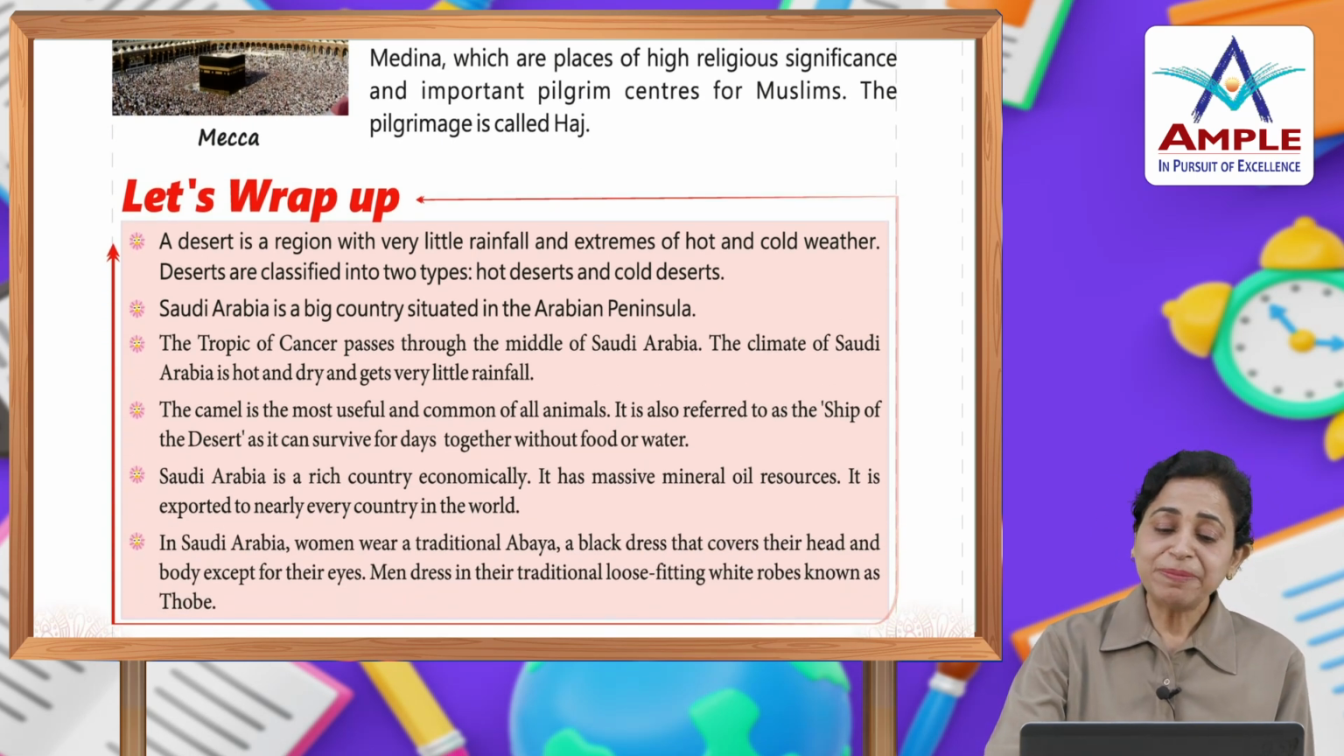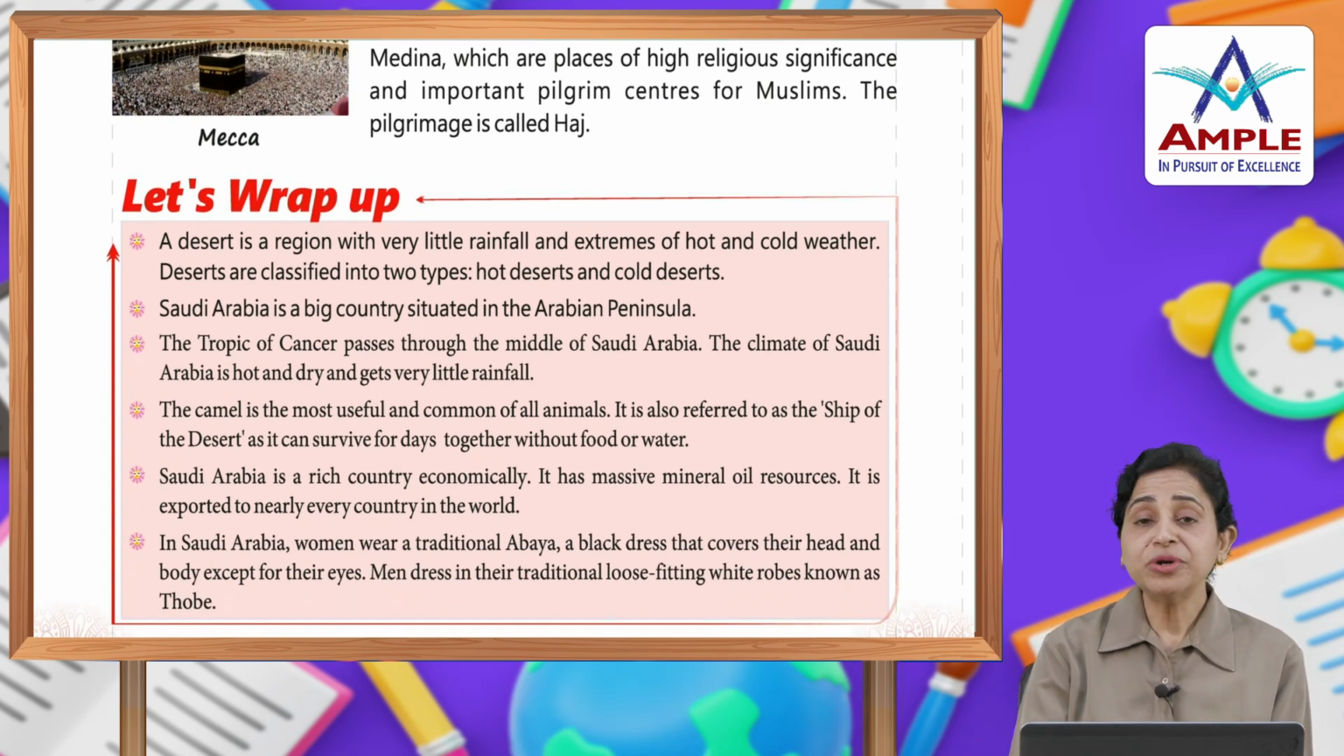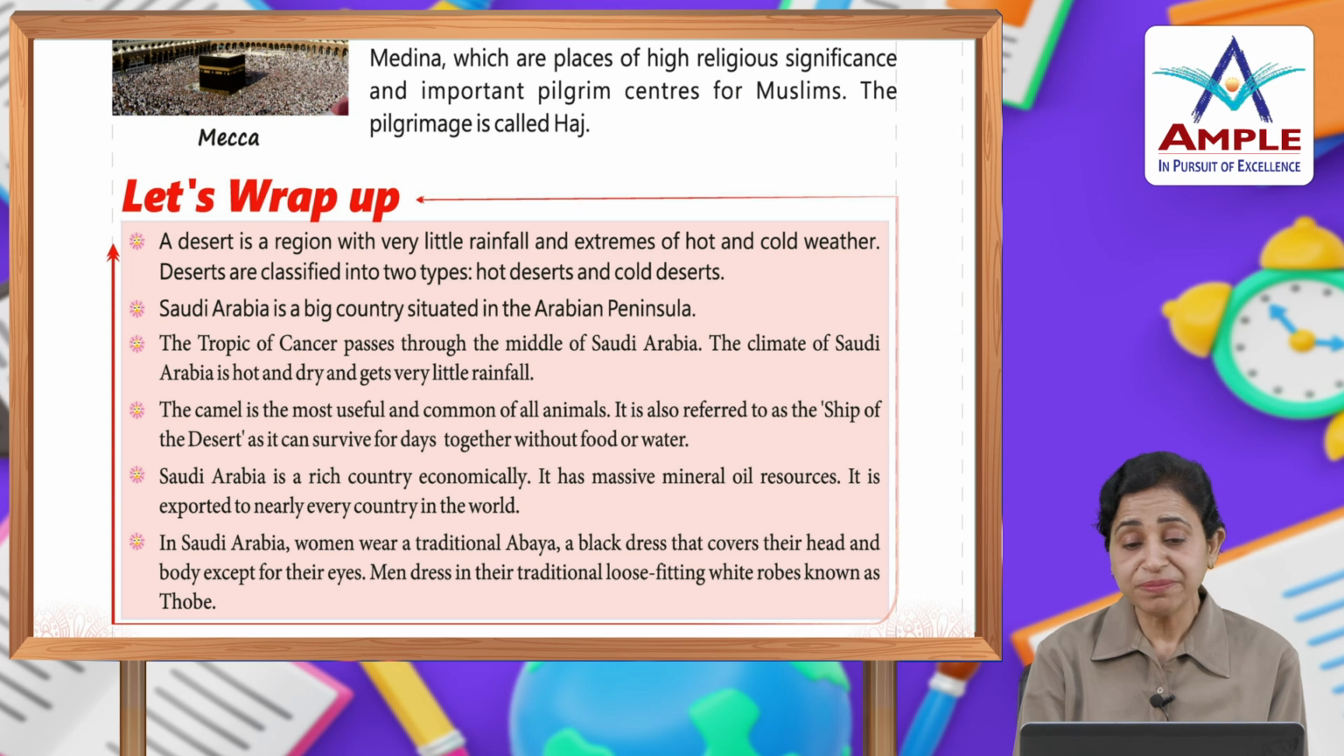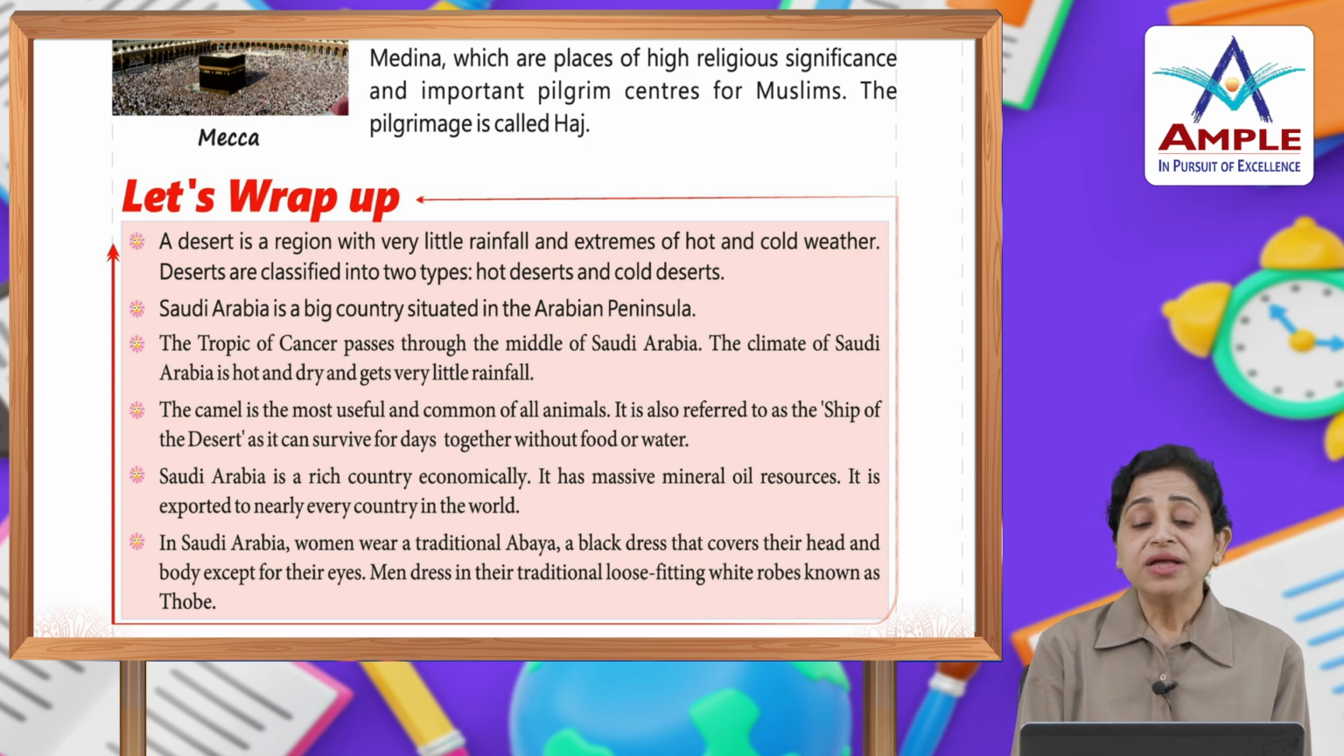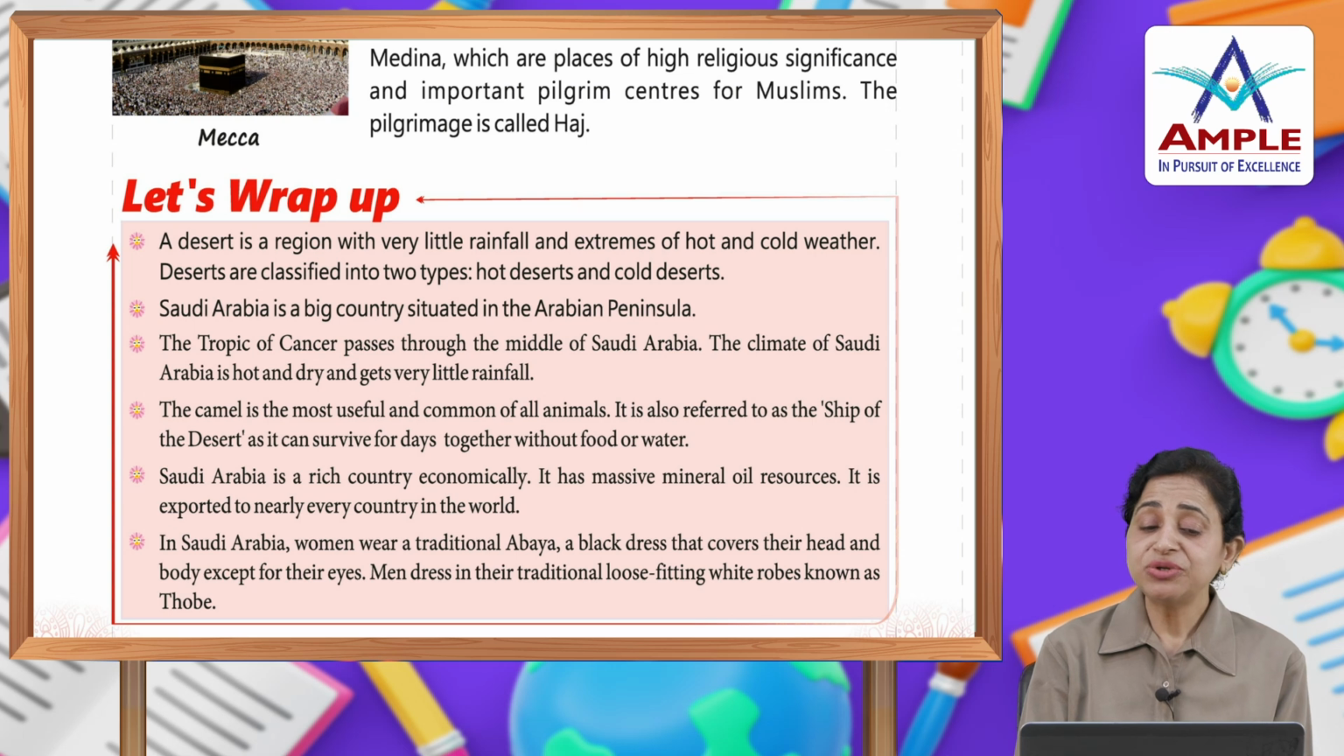And now let's wrap up, bachcho, with important points. Desert is a region with very little rainfall and extremes of hot and cold weather. Deserts are classified into two types, hot deserts and cold deserts. Saudi Arabia is a big country situated in the Arabian Peninsula. The Tropic of Cancer passes through the middle of Saudi Arabia, and the climate of Saudi Arabia is hot and dry and gets very little rainfall.